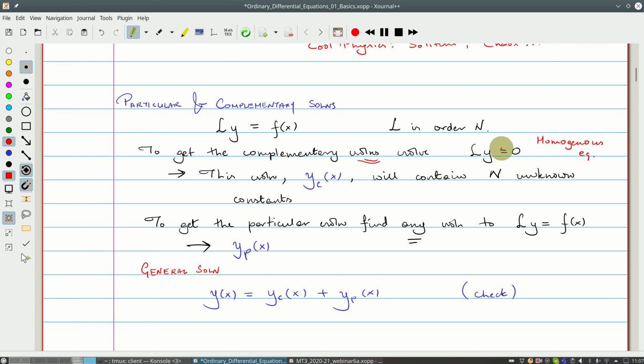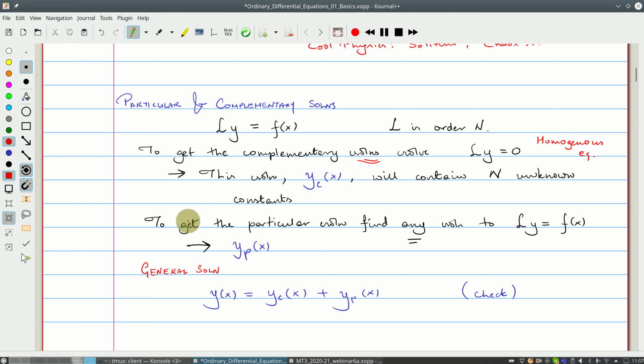And here what we've done is we've taken our source function and set it to 0. And this will give you a solution y of c which contains n unknown constants. Why n? Because it's a differential equation of order n. And as we'll see later on, if the order is 1, then you will have one unknown constant. If the order is 2, you will have two unknown constants, and this carries on.